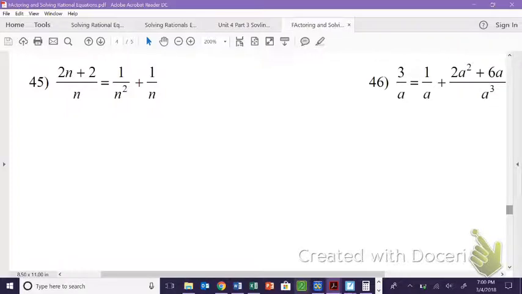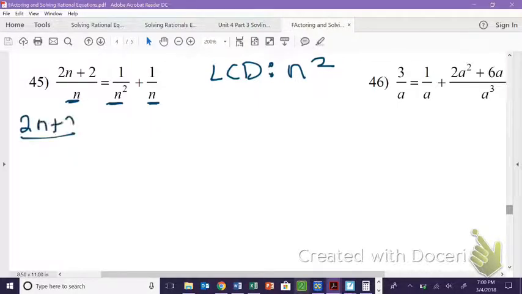All right. Last but not least, I'm going to go ahead and do number 45. I'm going to skip 43, even though that's a good one too. But I want to go over 45 since we get a fraction. Okay? So here in 45, what's my least common denominator? If you said n squared, then you're correct. N squared, n, and n. It's pretty basic. Hopefully you should see that.